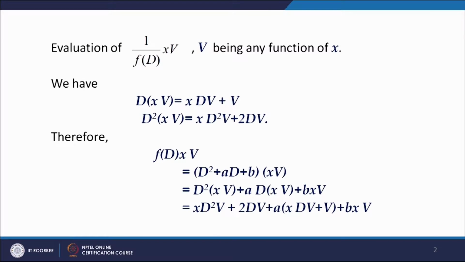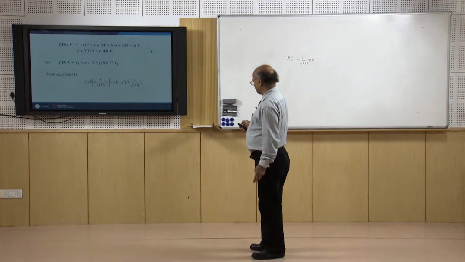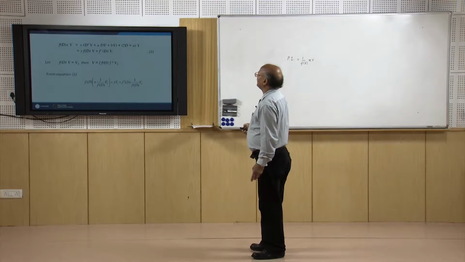So, f(D) operating on x into b will give you D squared plus aD plus b operating on xb, and since D is a linear operator, D squared operating on xb plus a times D operating on xb plus b xb. Now, the value of D squared xb we can put from here: x D squared b plus 2 Db, and then the derivative of x into b can be put from here. So, we have a times x Db plus b xb, which can then be written as x (D squared b plus a Db plus bb) plus (2D plus a) operating on b.